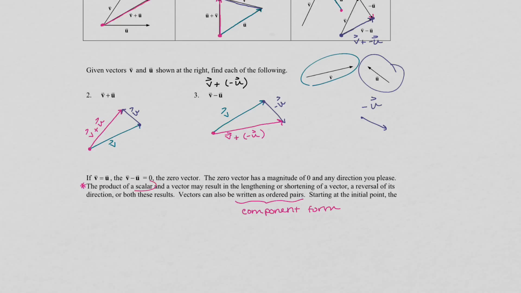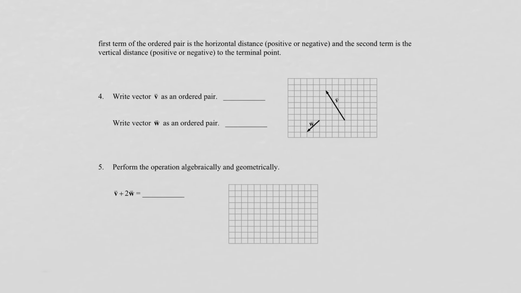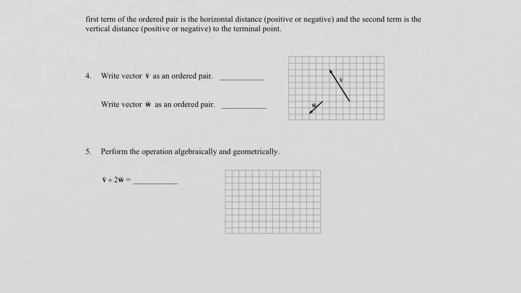And then this product of scalar is a number. Scalar is just a number. That's all a scalar is. It's a number. All right, so this is the continuation. It says the first term of the ordered pair is the horizontal distance, and the second term is the vertical distance. And again, that's that conversion from 2 points to component form, which is in those chevrons.